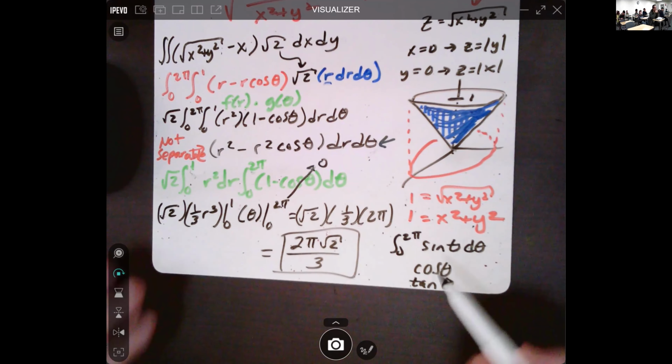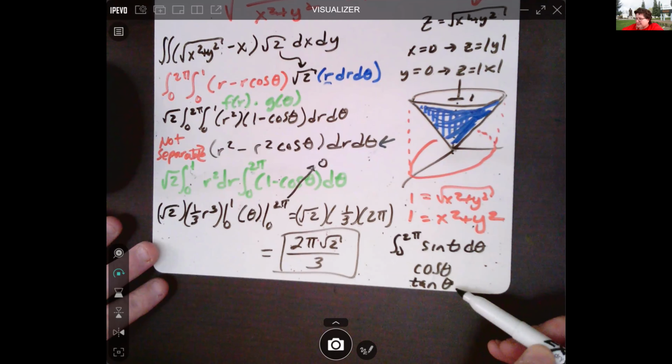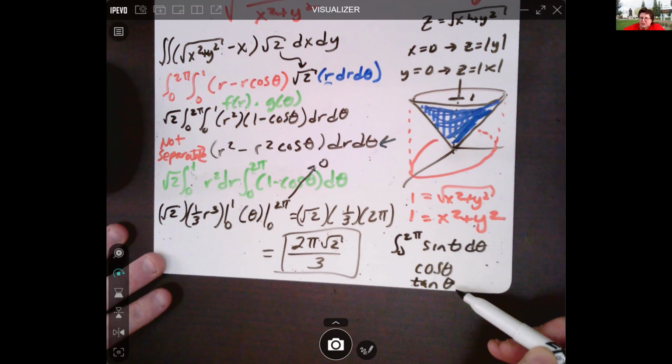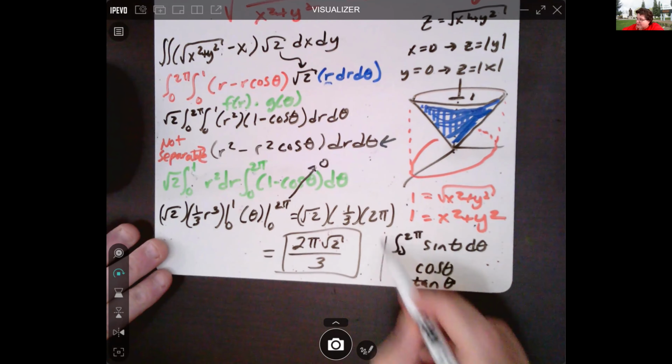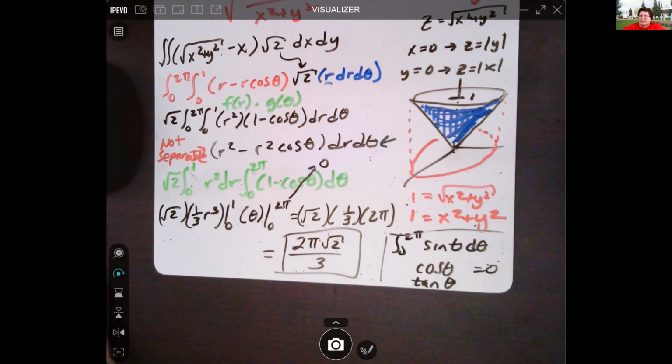Sine and cosine work for any 2 pi increment. Tangent theta only works if cosine theta doesn't equal 0. So we can't do something like pi over 2 to 5 pi over 2 for tangent. But you'll see all of these go to 0, and it's something you can use to expedite stuff if you have it learned.